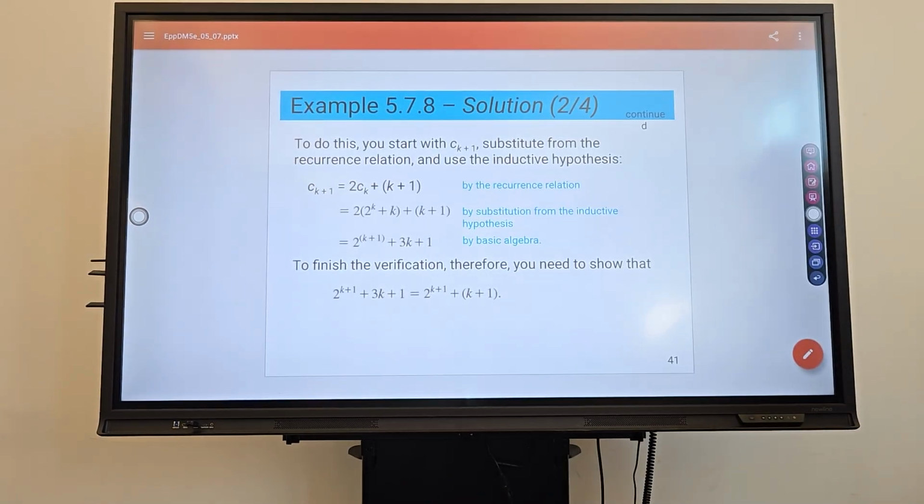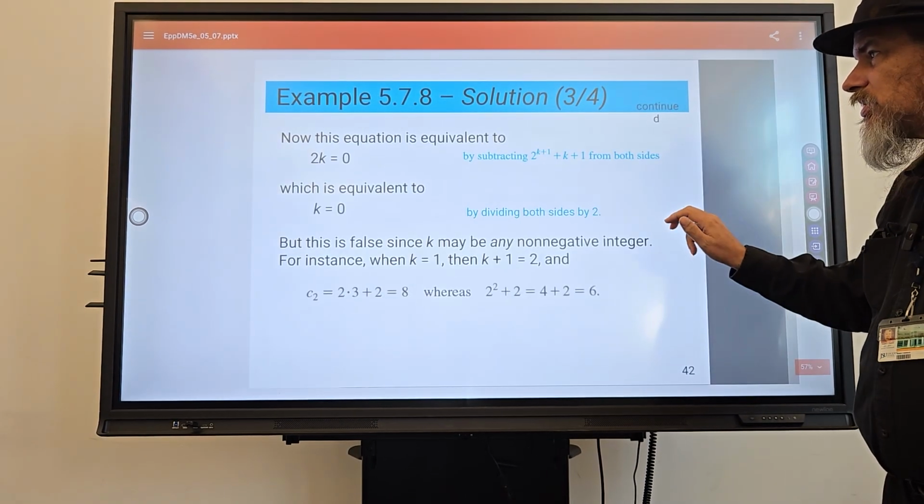To do this, you start with C sub k plus 1, substitute from the recurrence relation and use the inductive hypothesis. And by basic algebra, you get 2 to the k plus 1 plus 3k plus 1. To finish the verification, therefore, you need to show that 2 to the k plus 1 plus 3k plus 1 equals 2 to the k plus 1 plus k plus 1, which doesn't quite add up.